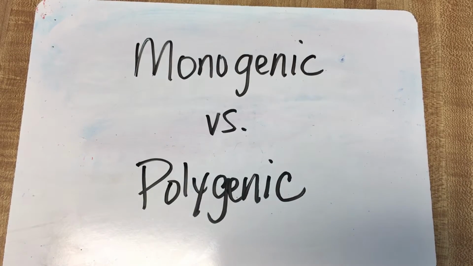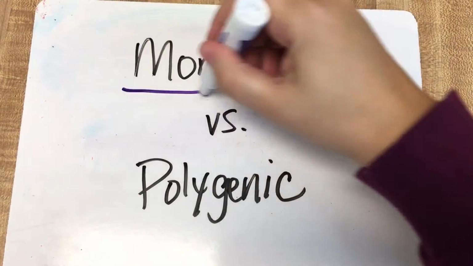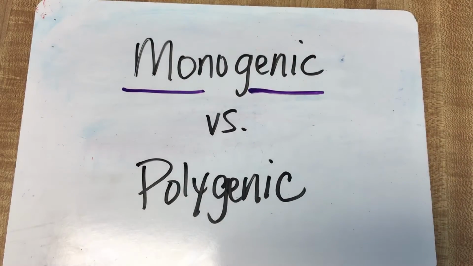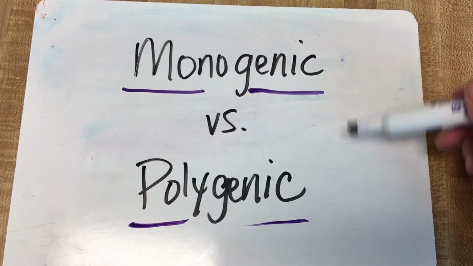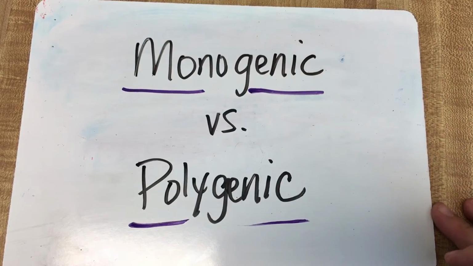Hello students, so let's talk about monogenic versus polygenic. We just finished this up in class. Monogenic means mono, meaning one, genic, meaning gene. Poly meaning many, genic meaning gene. So we've got one gene versus many genes. How did this look in class?